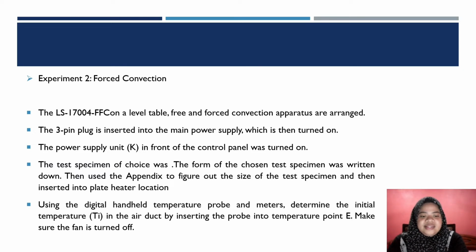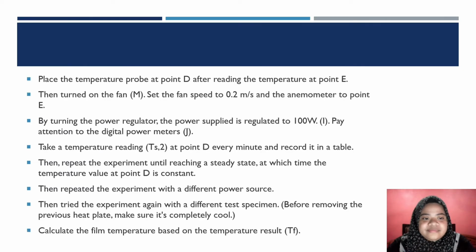Using the digital handheld temperature probe and meter, determine the initial temperature in the air duct by inserting the probe into temperature point E. Make sure the fan is cooled down. Place the temperature probe at point D after reading the temperature at point E. Then turn on the fan. Set fan speed to 0.2 m/s and the anemometer to the point E.